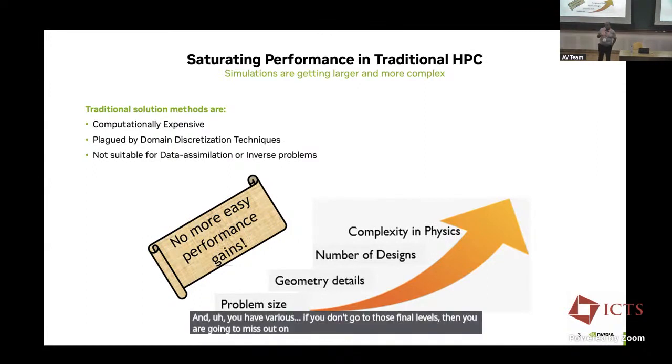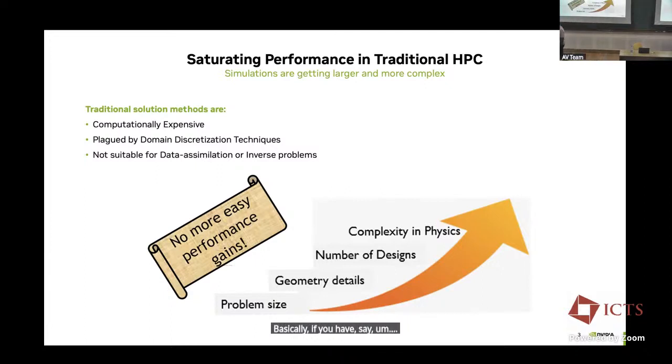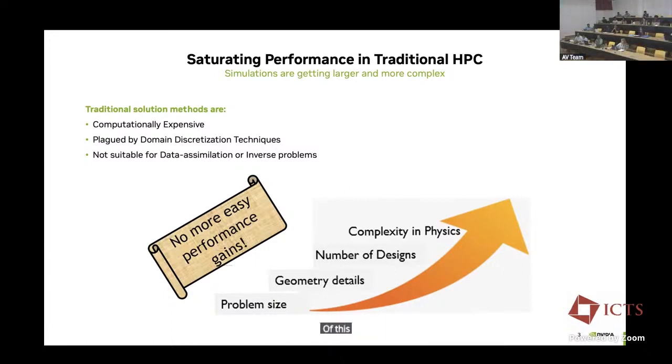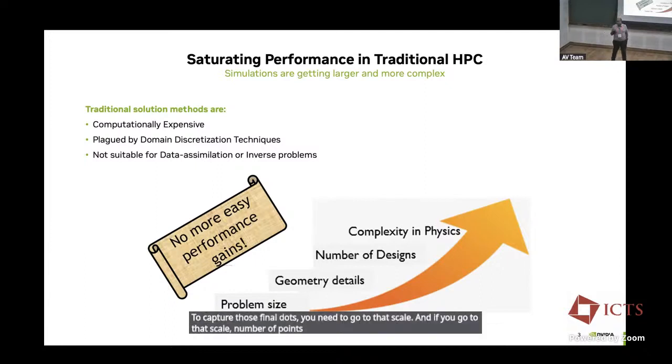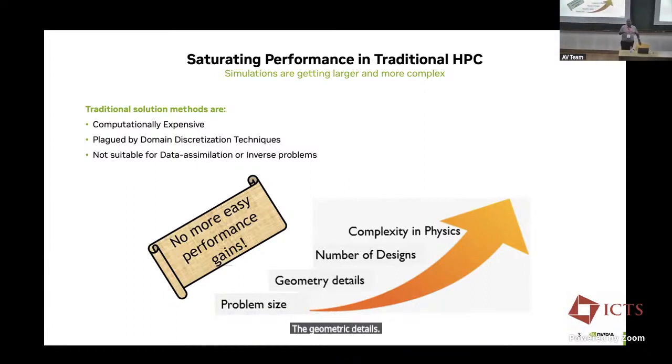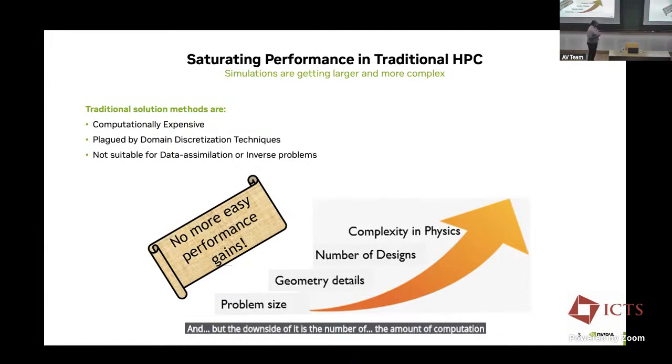And if you don't go to those finer levels, then you are going to miss out on geometric details. Basically, if you have a grid of this size, then you are going to miss out on those finer dots, right? To capture those finer dots, you need to go to that scale, and if you go to that scale, the number of points will simply increase. So the geometric details can be captured at finer grid levels, but the downside is that the amount of computation increases tremendously.